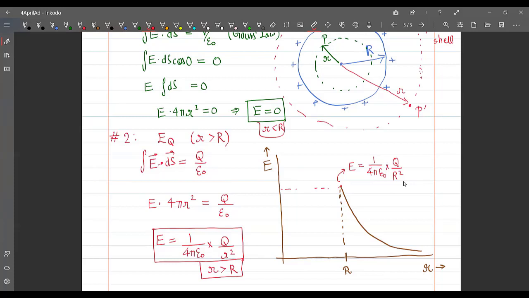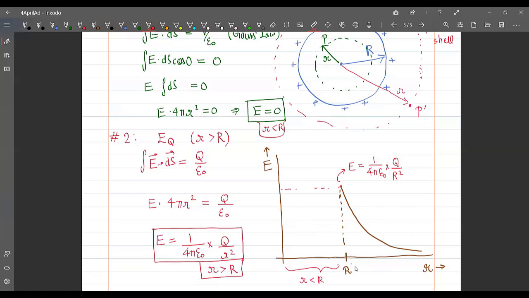Sir, I didn't understand the graph. So this graph is between electric field and r. r is the distance of the point from the center. If you take any point which is less than capital R, r will be less than R, so there is no electric field here. There is no solid line here.